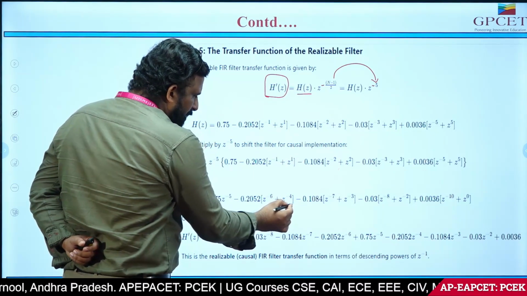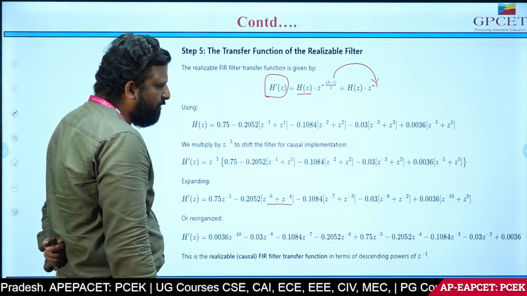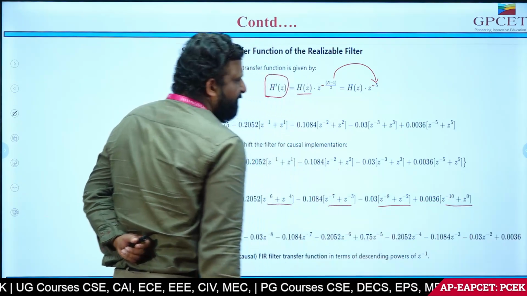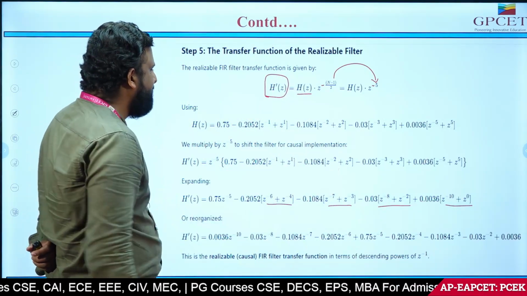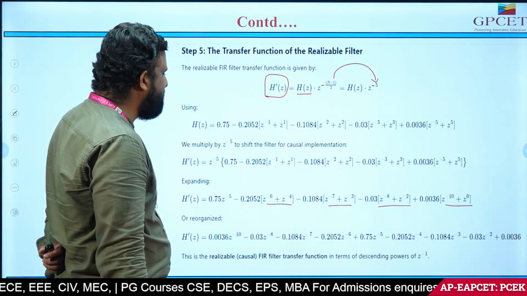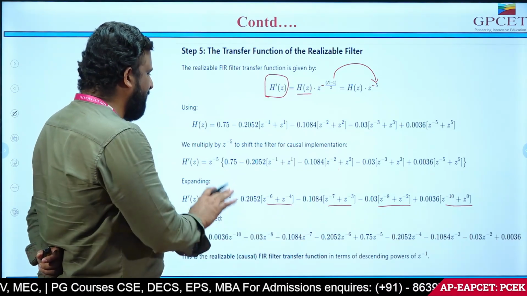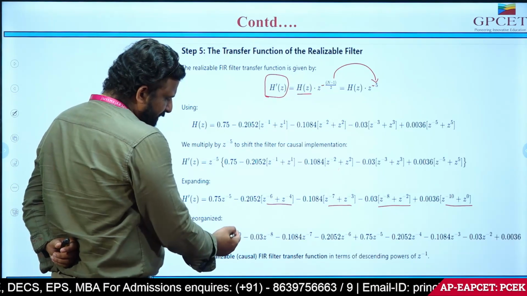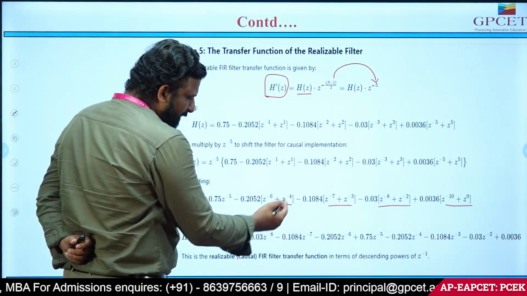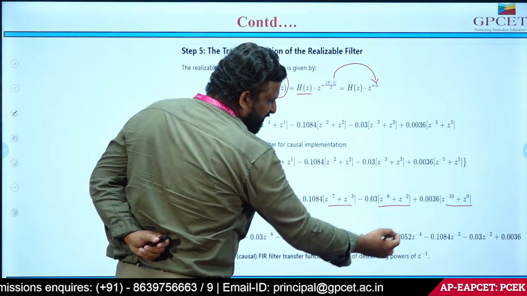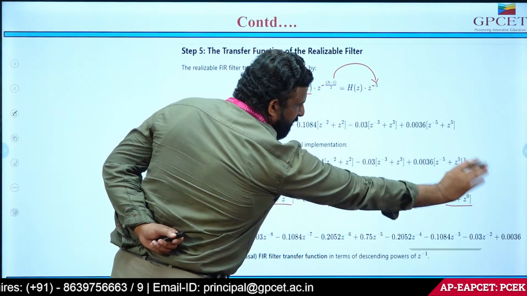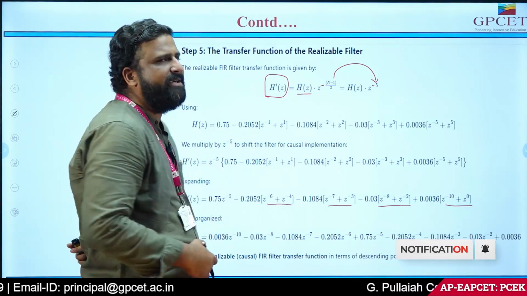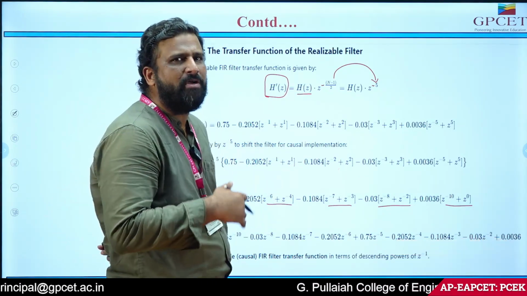So all the powers which are positive will be converted into negative. You can see that by multiplying all the terms with z power minus 5, all the powers which were positive have been converted into negative. So by rearranging the equation, H inverse of z is equal to z power minus 10, z power minus 8, minus 7, minus 6, minus 5, minus 4, minus 3, minus 2 and finally 0.0036. That is, we just converted the anti-causal filter into a causal filter.